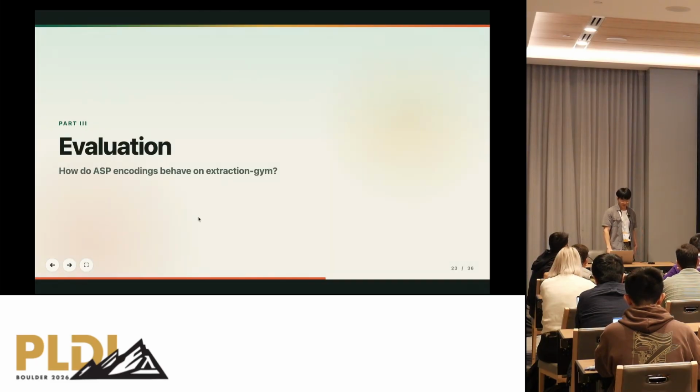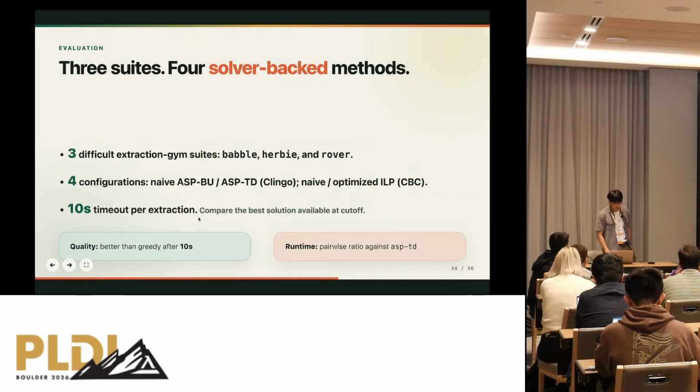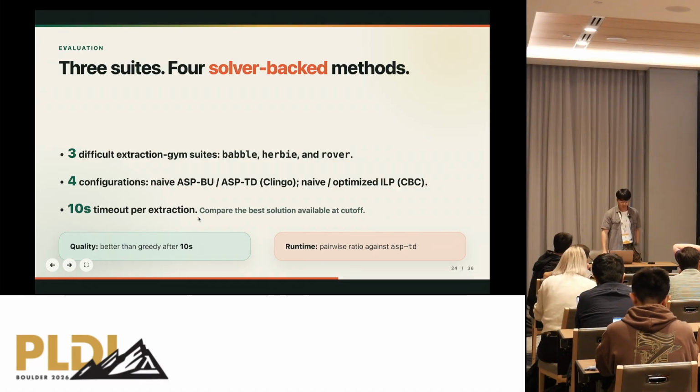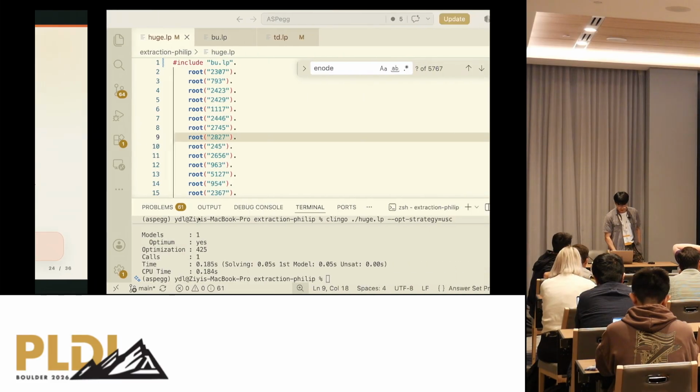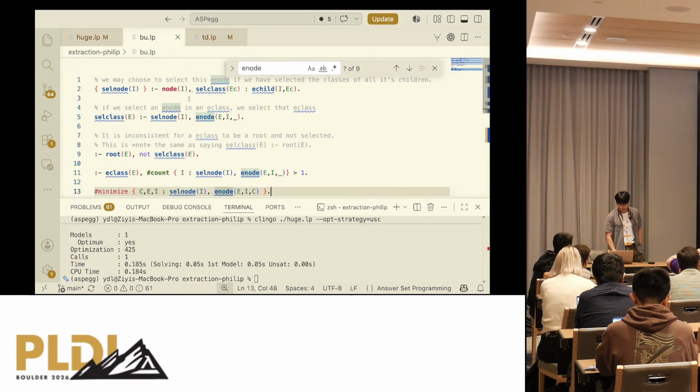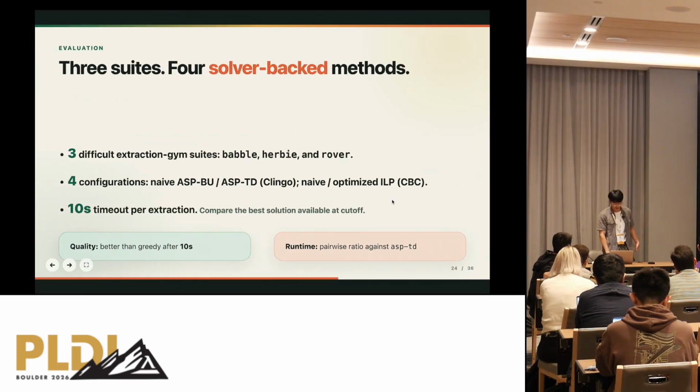So let's come to the evaluation part. We have the extraction gym suite, having 3 different suites and 4 configurations. We have the bottom-up and top-down. Also, in the repository, the solver is the optimized ILP. It's the naive ILP with a lot of pre-optimization. So our approach, as you can see, is really naive. It's just lines of code without any pre-processing. And we have a 10-second timeout, comparing with the 10-second result of greedy.